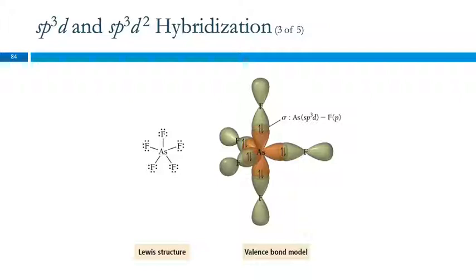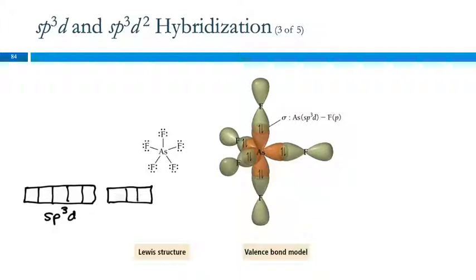So if we want to look at the electron diagram here, we've got sp3d, then there are 4 d orbitals that are just left. And so the 5 valence electrons from arsenic will each take their own bed here.